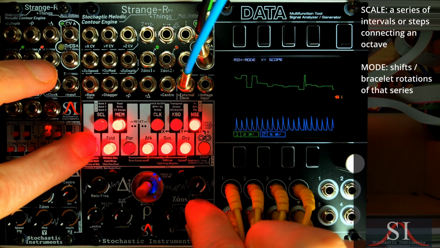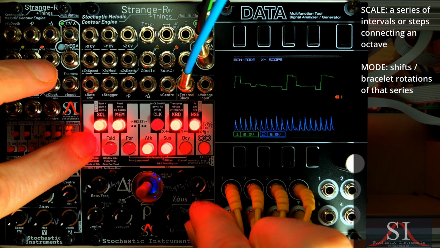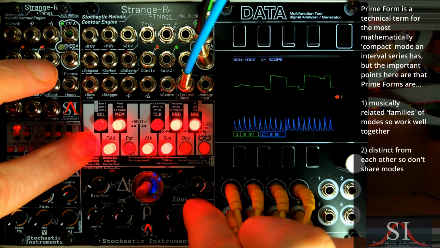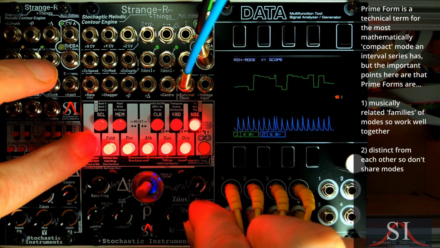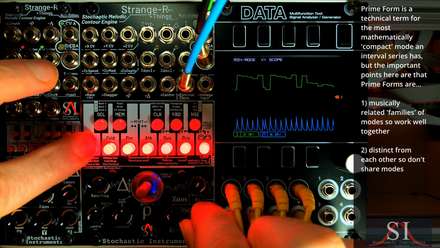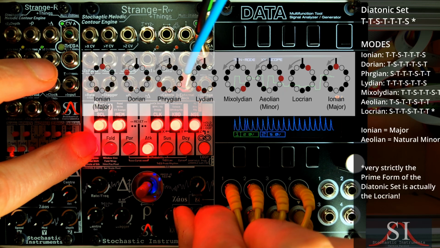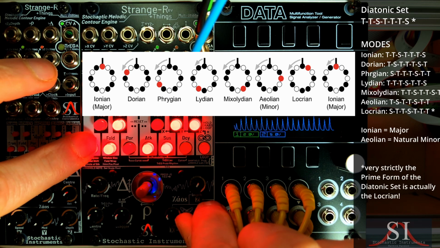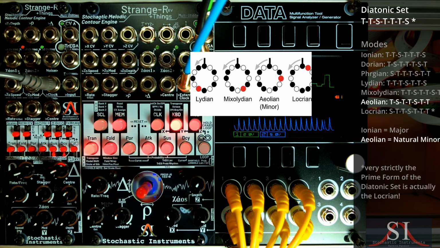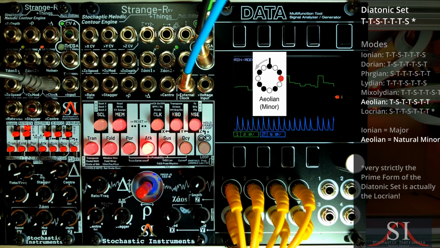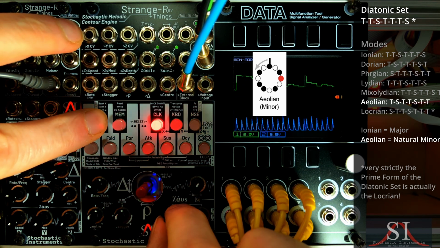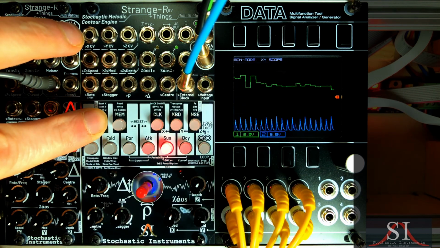And since the shifts are all of the same underlying pattern, they all have a kind of family resemblance. What we meant before, where we said that the presets are prime form scales, each one a unique family. We dialed in the diatonic set, which includes the major scale, the Dorian, the Phrygian, and this, Aeolian mode, or natural minor. But while the diatonic set has 7 modes, some scales have a hidden feature.